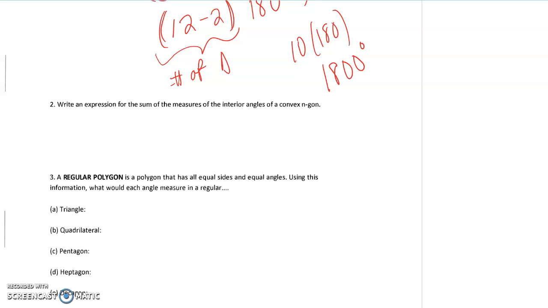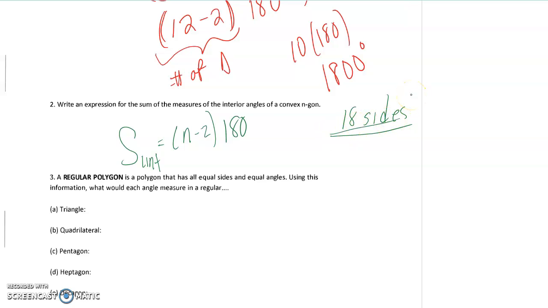So if I need you to write an expression for the sum of the measures of the interior angles of a convex polygon, this is what it means. For every interior, we can take n, the number of sides: sum of the interior equals the number of sides minus 2 times 180 degrees. So if I gave you an 18-sided figure, how many degrees is inside that? We would take 16 times 180 degrees and whatever that is. So it's 16 times 180, 2880. So 2,880 degrees.